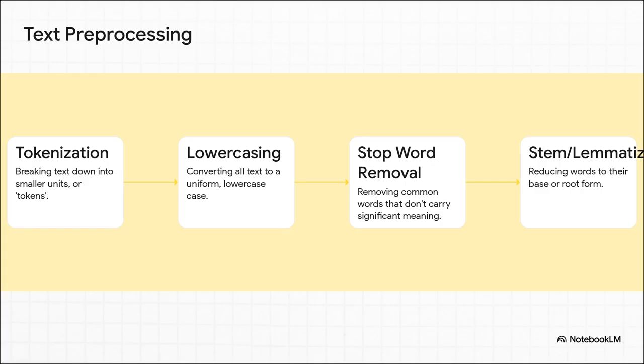We break sentences into individual words, get rid of all the extra fluff words like the or and, and simplify everything down to its core root. The whole goal here is to create clean, uniform data so the machine can analyze it without getting tripped up by weird grammar or capitalization.